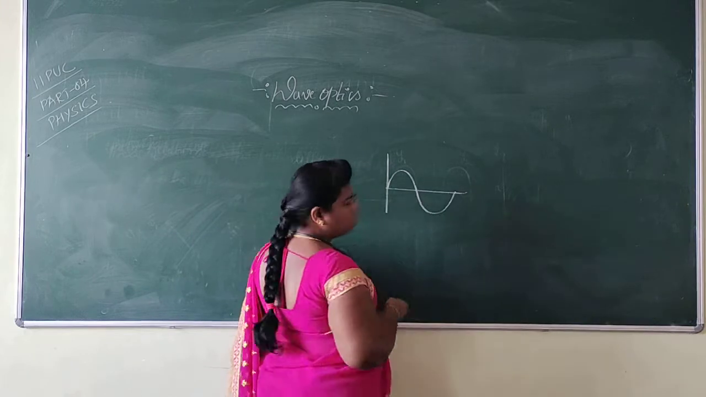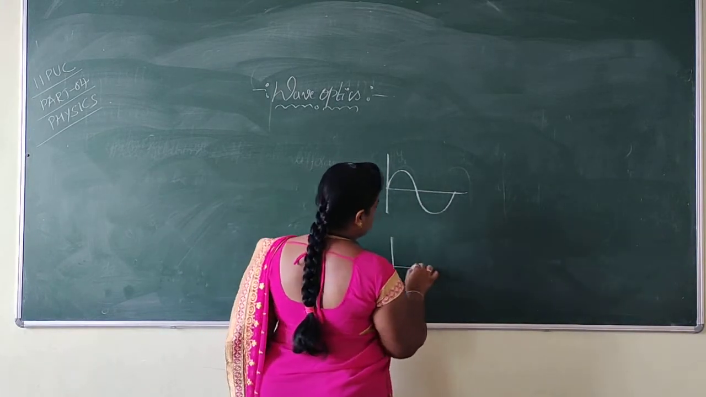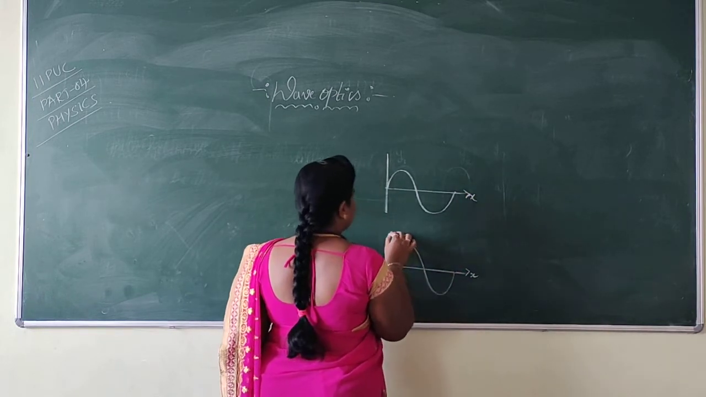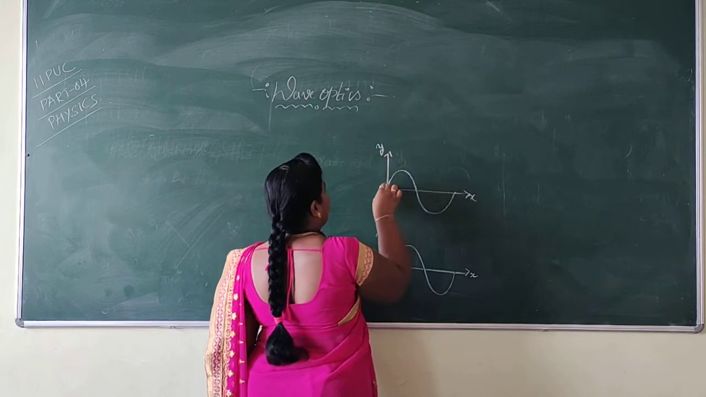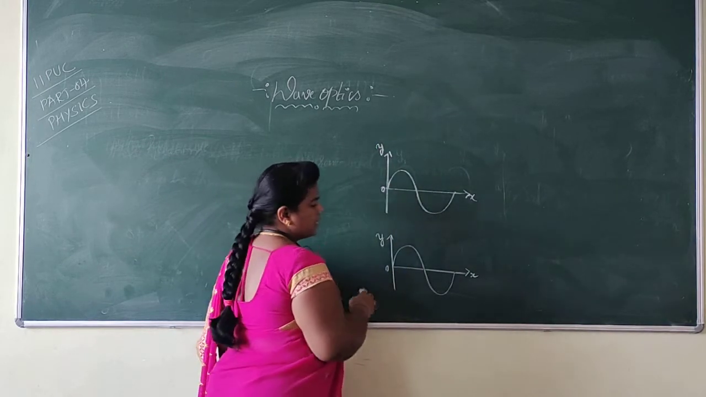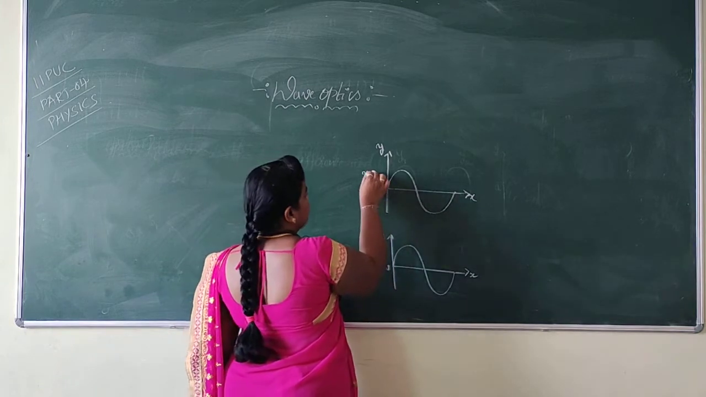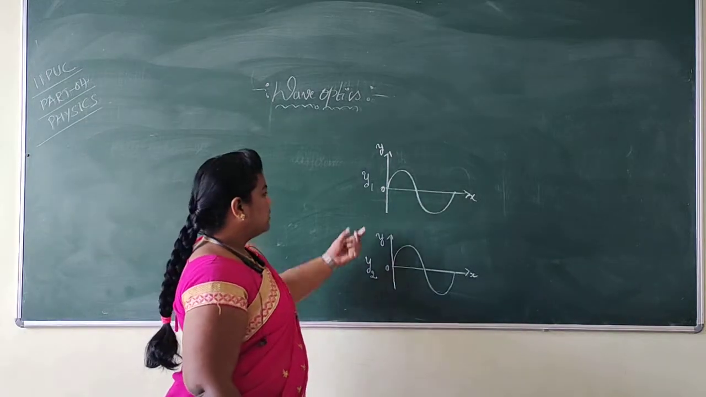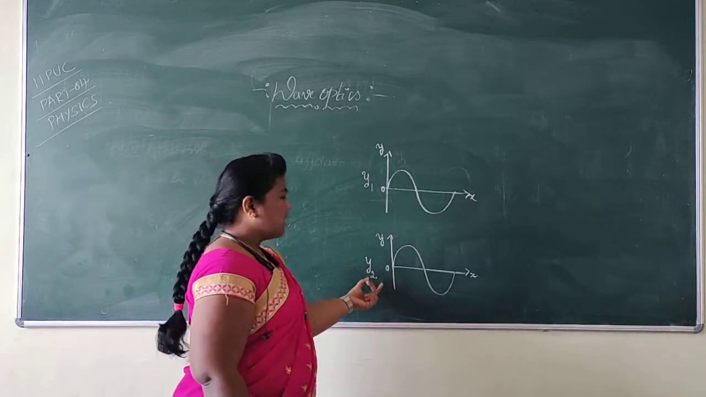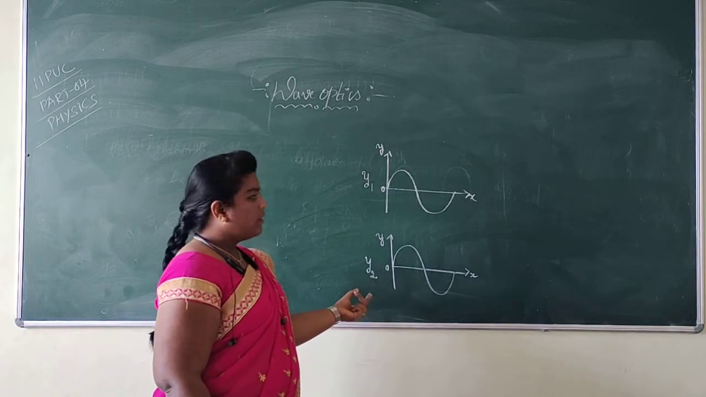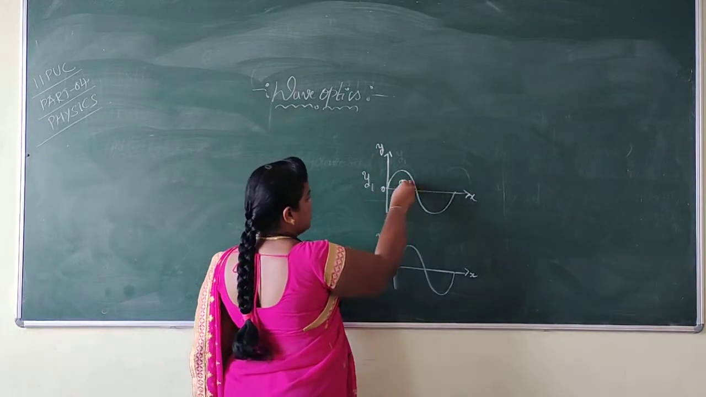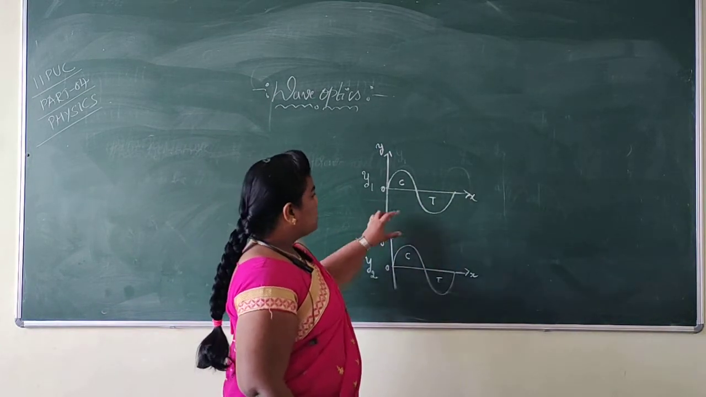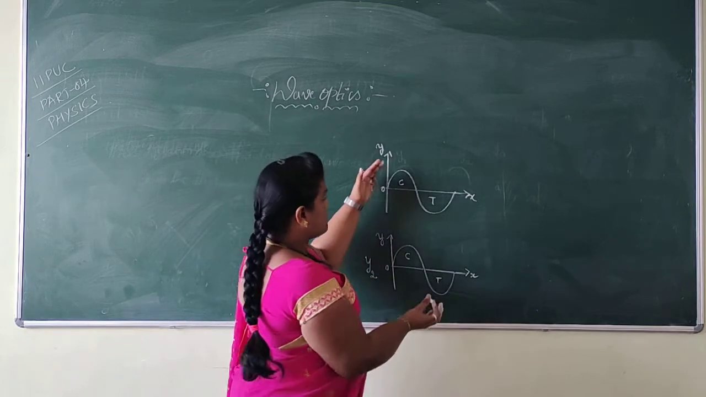The superposition principle you have discussed in your classes, in your first PUC, right? So here I am going to write the waves. This is the first wave and this is the second wave. The displacement of the first wave is y1 and the displacement of the second wave is y2. My dear students, this is a crest, this is a trough. Now these two waves are going to superpose. It means they are going to mix.